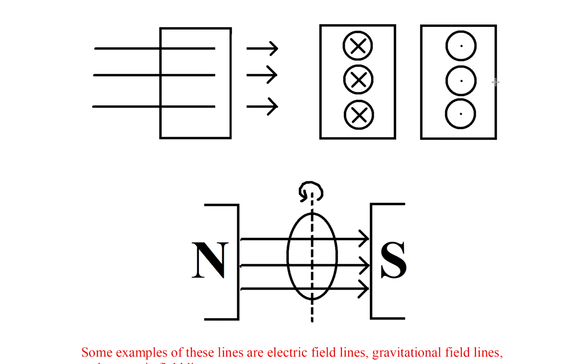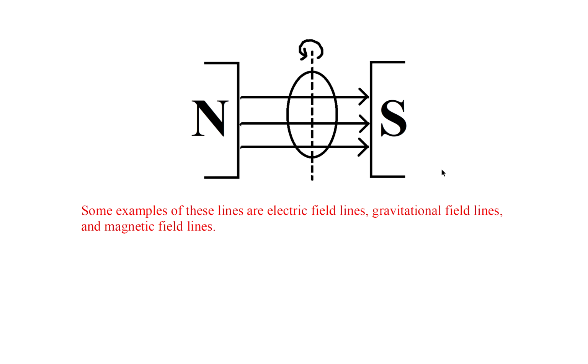So we have this closed loop. It's like a rectangular metal wire loop. And we have 3 lines going out. So now we have a north pole and a south pole. And magnetic field lines always go from north pole to south pole. So in this image, we have magnetic field lines going from left to right. We have 3 magnetic field lines in this image.